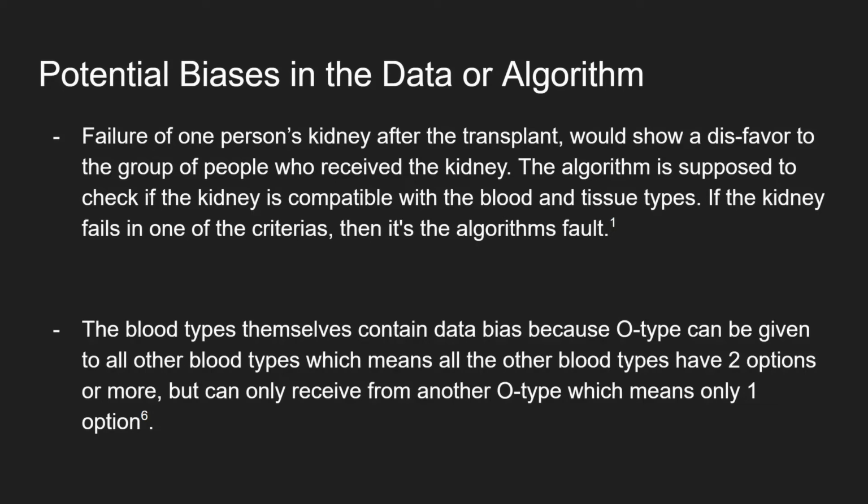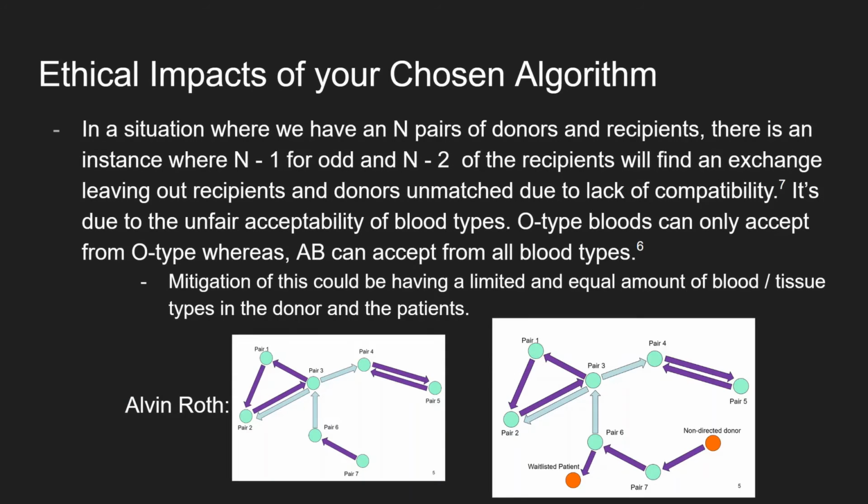The blood types themselves also contain bias, because O type can only take from O types, whereas all other blood types have two or more options. In this situation, there are multiple instances where recipients and donors are unmatched due to a lack of compatibility. It might be due to the unfair acceptability of blood types.